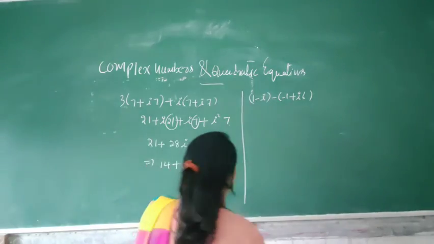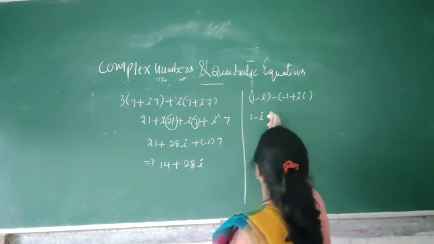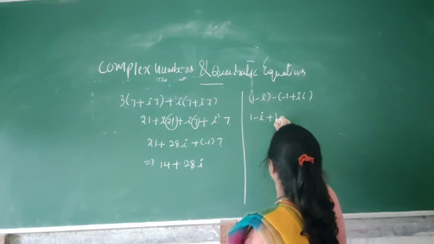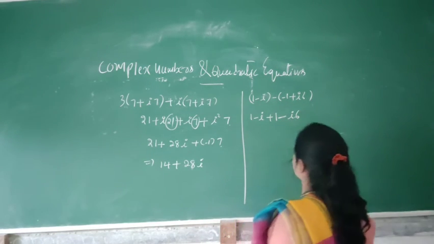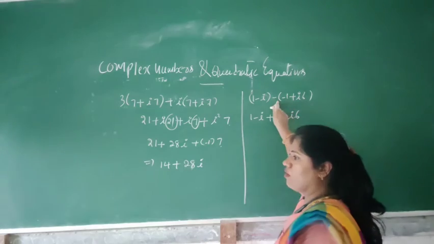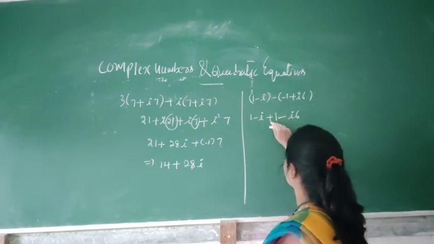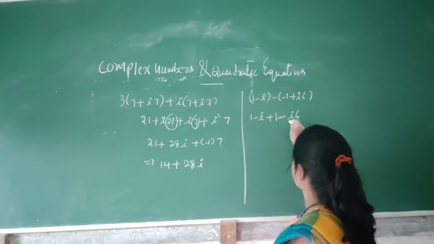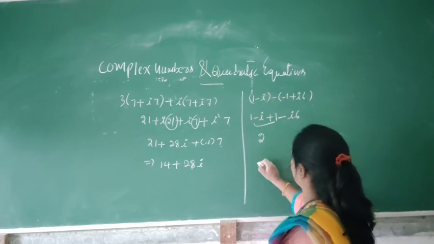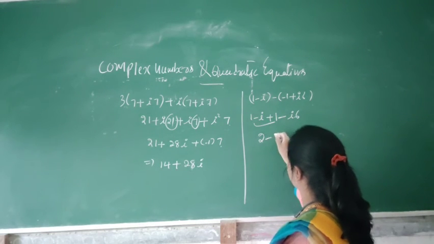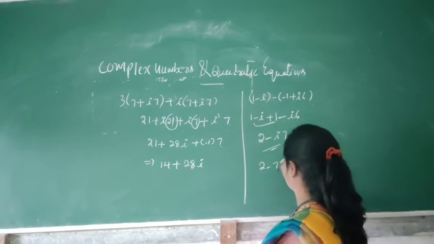14 plus 28i. In this problem, 1 minus i, minus into minus is plus, 1 minus into plus is minus 6i. Okay. You just remove the minus sign, minus into minus is plus, here minus into plus is minus 6i. That is 2, real part is 2 minus 7i, or 2 minus 7i.